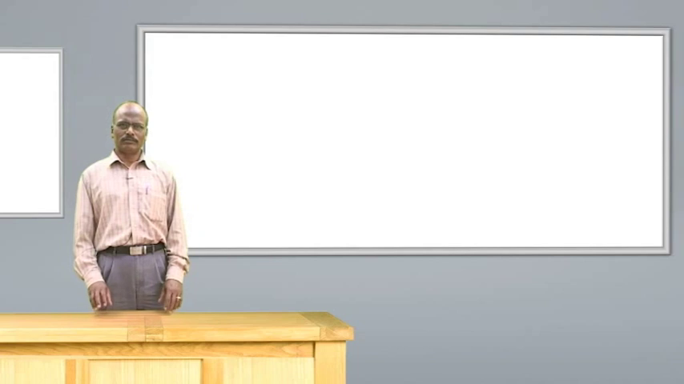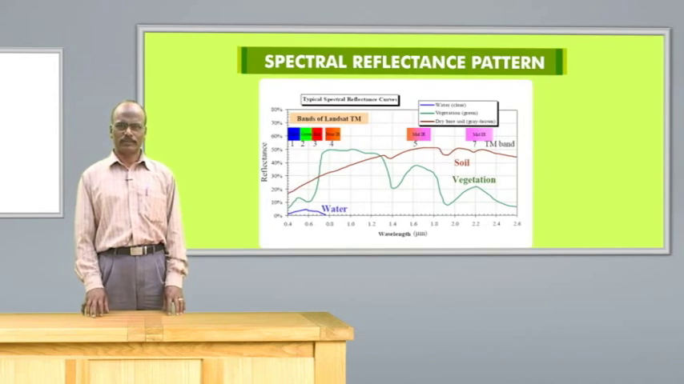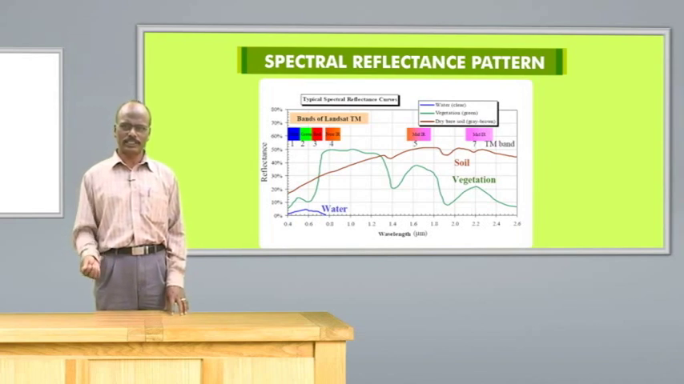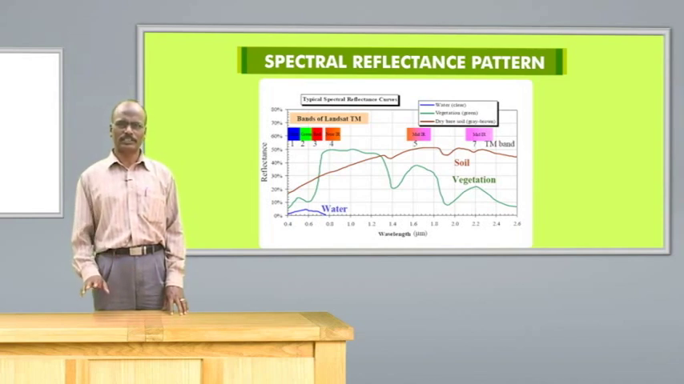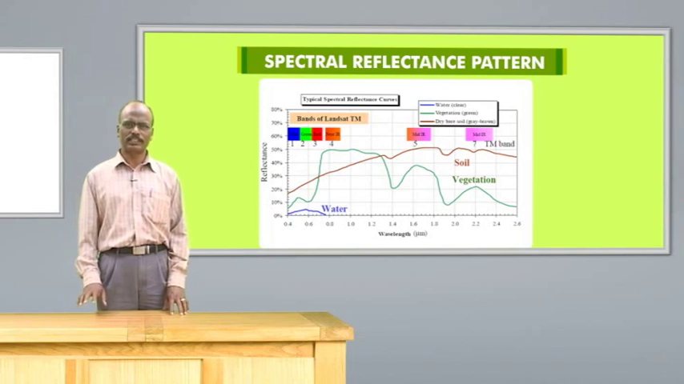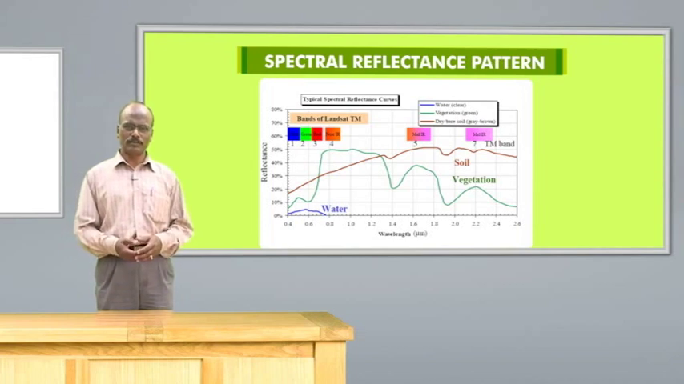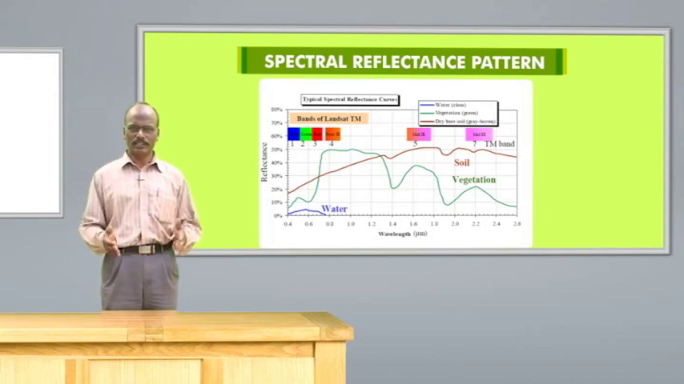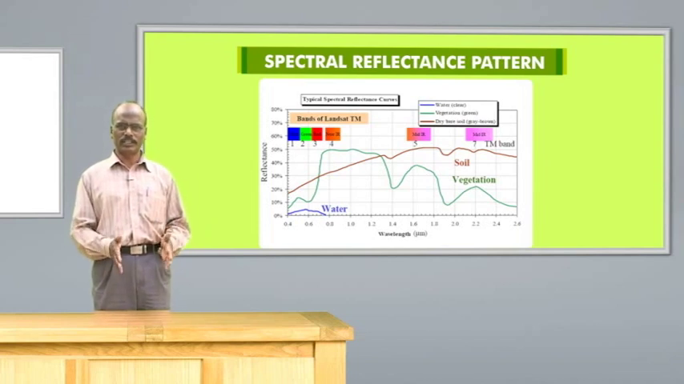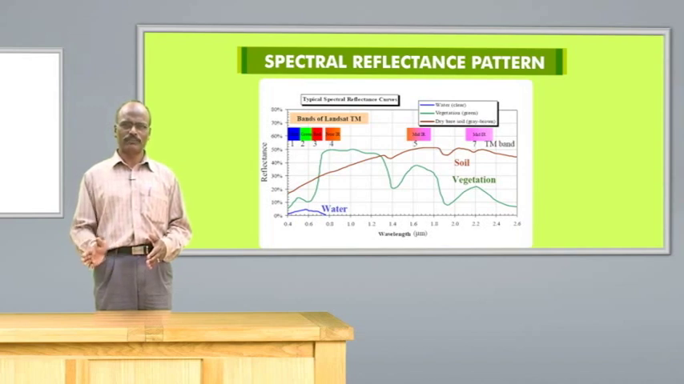The basic data content is the spectral reflectance pattern. In this picture we see the reflectance pattern of three important earth surface features. One is water, the other one is soil, the third one is vegetation. This graph indicates the distinction between these different surface features in their reflectance behavior. For example, water reflects very low, that is the total reflectance is less than 10%, and the range of reflectance is also limited to the visible region. There is no reflectance beyond the visible region, that is in the near infrared region there is no reflectance at all.